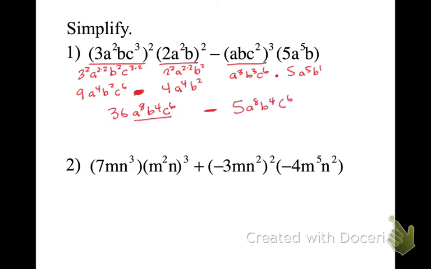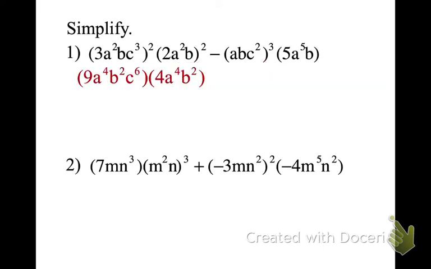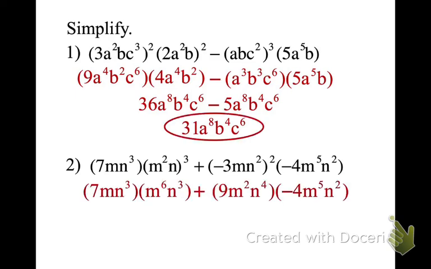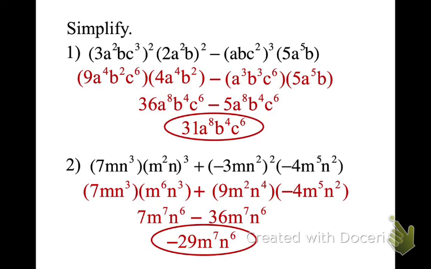Now, notice this term is exactly like this. So we can substitute it and we get 29, a to the 8th, b to the 4th, c to the 6th. Pause the recording and try the last problem on your own. Now check your work. There we go. And that, my friends, is our lesson.